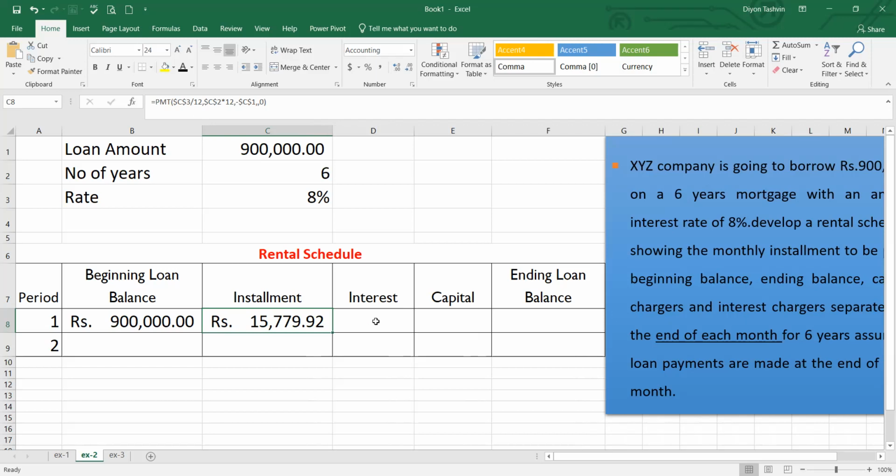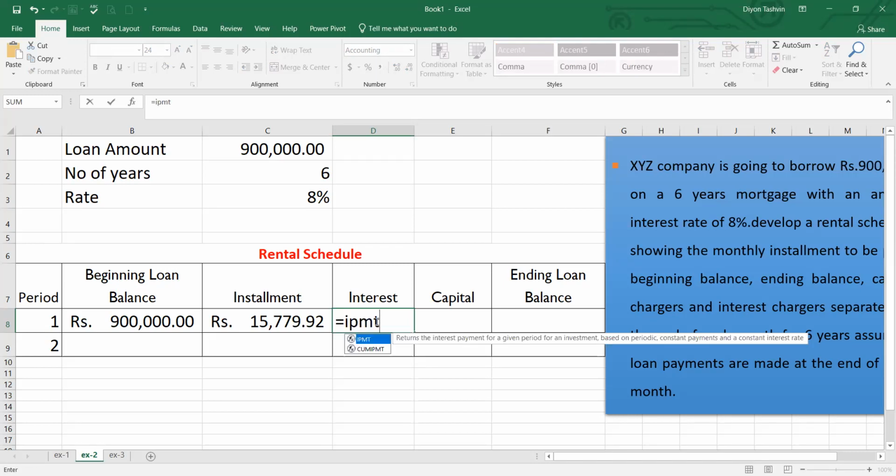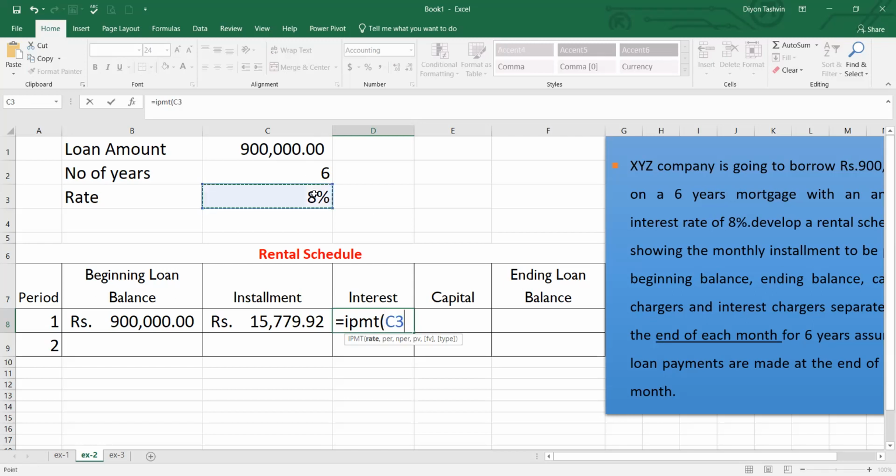Then the next option is the interest. To calculate the interest, we can use the financial function IPMT, which indicates the interest payment. So when you open the bracket, you can see the formula automatically. So first, we have to enter the rate. Since we need the monthly interest rate, we are going to divide it by 12. And since it is fixed for the 6 years, we can give the absolute cell reference.